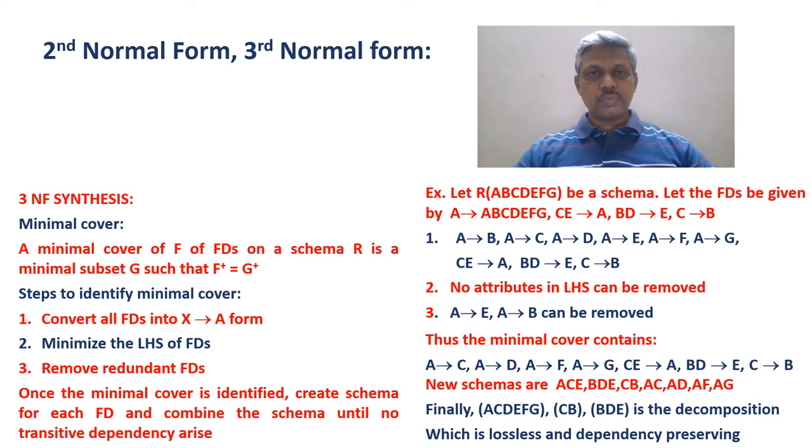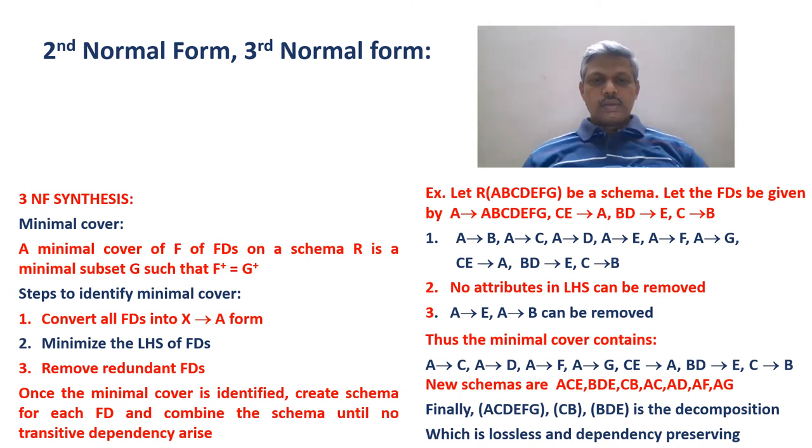So these are the functional dependencies that remain: A then C, A then D, A then F, A then G, CE then A, BD then E, and C then B. Now, you consider the schemas for each of the functional dependencies. So we have the new set of schemas ACE, BDE, CB, AC, AD, AF, and AG. If we try to combine them, A becomes a key because it determines all the attributes, so we can combine them with A. So A, C, D, E, F, G can be combined, and the remaining ones are BDE as one set and CB as another. So this is the final decomposition.